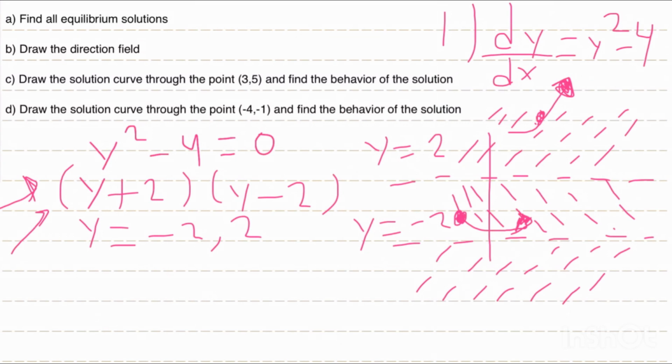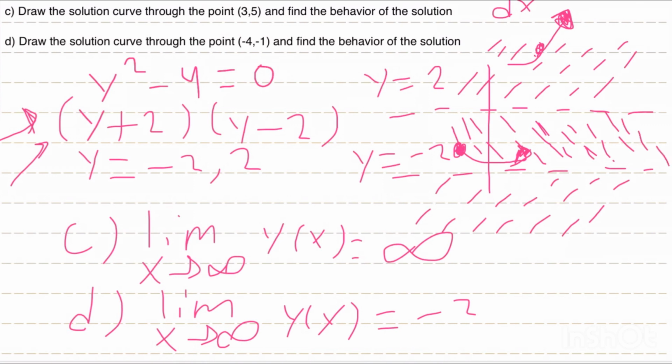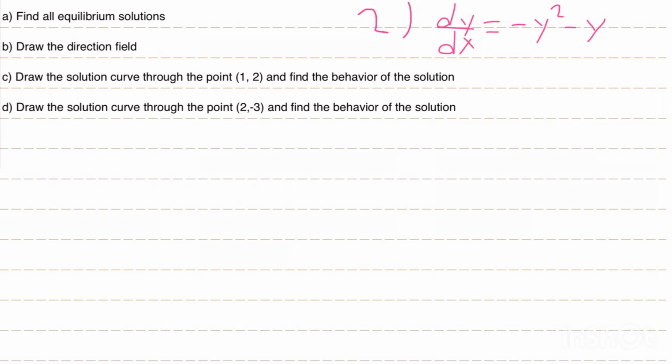The behavior of the solution would be the limit as x approaches infinity. For part C, the limit of y(x) was just infinity. And then for part D, the limit as x approaches infinity of y(x) would be negative 2, because they are both converging to negative 2 as x approaches infinity. As all these points go on to infinity, they'd always go to negative 2. And that's number 1.